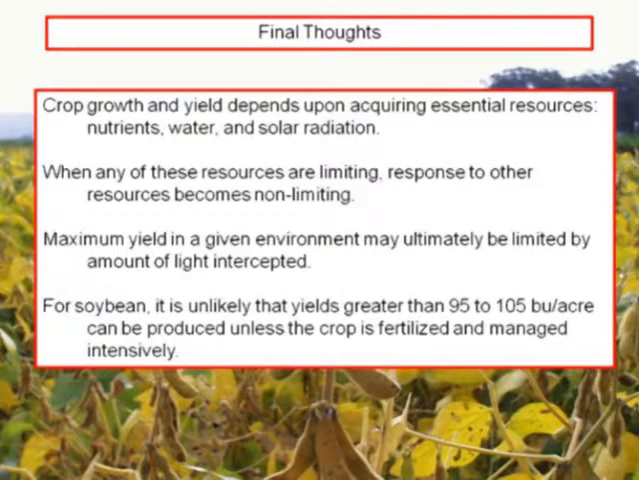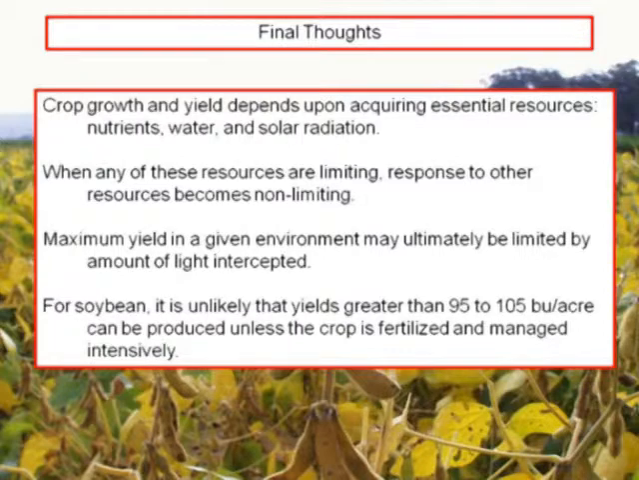Okay, some final thoughts in the way of summary here. Crop growth and yields depend upon these resources that I've talked about: nutrients, water, and light energy, solar radiation. When any of these resources are limiting, other resources become non-limiting. Maximum yield in a given environment may ultimately be limited by the amount of light intercepted, and I think that's the case with Mr. Colors' farm. He's eliminated all these other biotic effects, abiotic effects, and nutrient limitations.